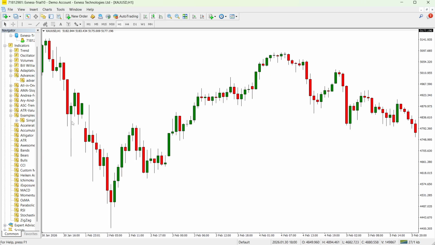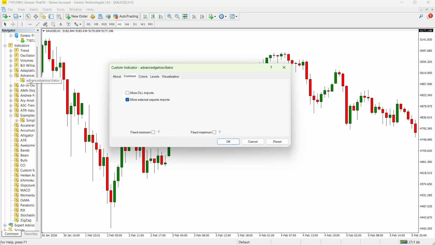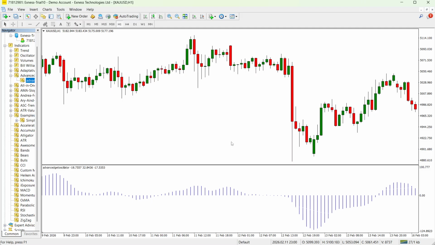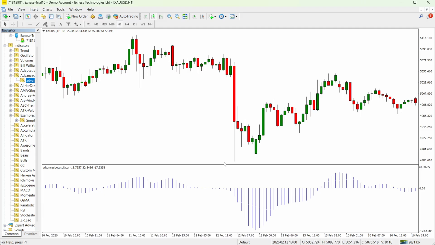At this point, I'll go ahead and load the indicator on the chart so you can see how it looks in real time. Remember to allow DLL imports. And here we have it. In the chart sub window, the Advanced Get Oscillator plots a histogram that oscillates around 0, with bars growing taller as the difference between the two moving averages widens.